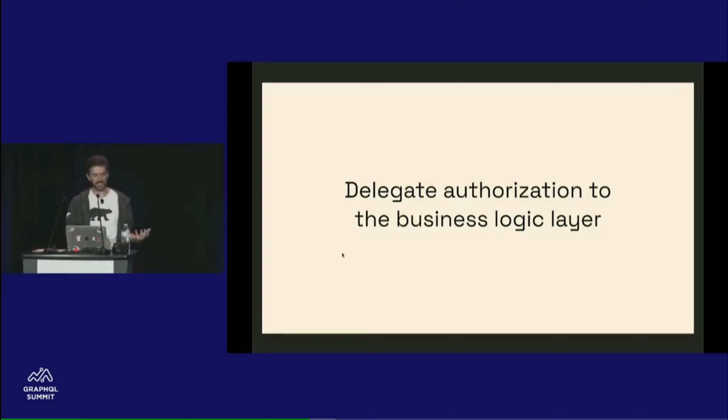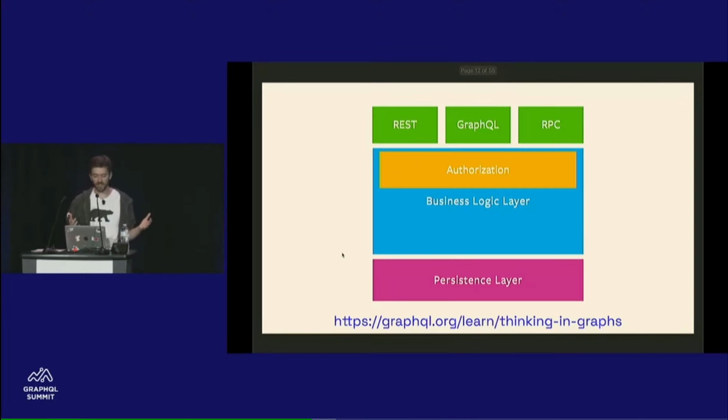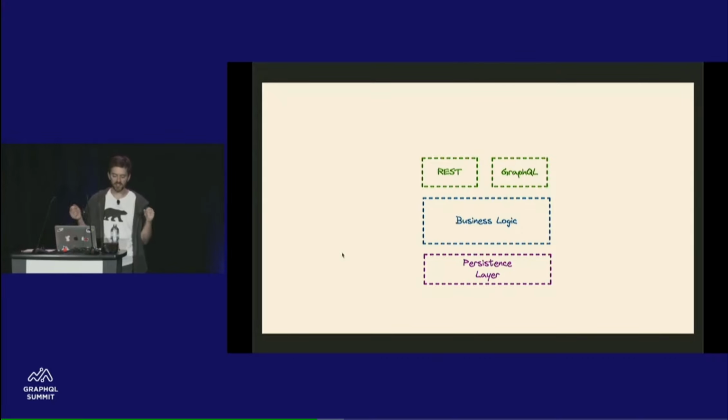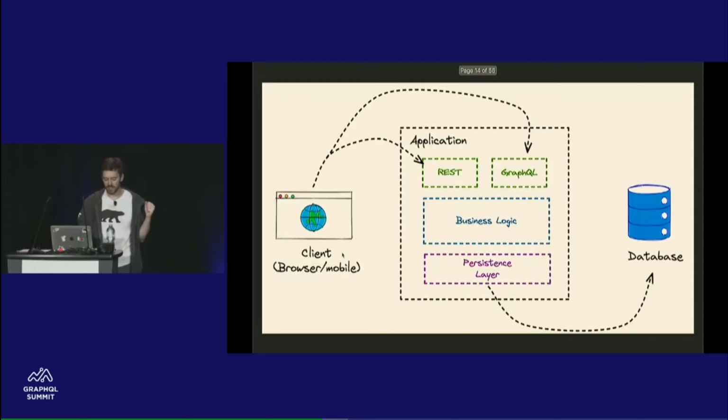The term business logic layer in this context comes from another GraphQL org doc called Thinking in Graphs, where they laid out a structure of layers to help people think about where GraphQL should fit into their app. I have my own version of this diagram, so I can doodle and draw on it. Basically, you break it down into different parts: your API layer, which could be REST or GraphQL, this business logic layer, and a persistence layer. What this represents is the layers within your backend application. It can be helpful to see this in a bit more context.